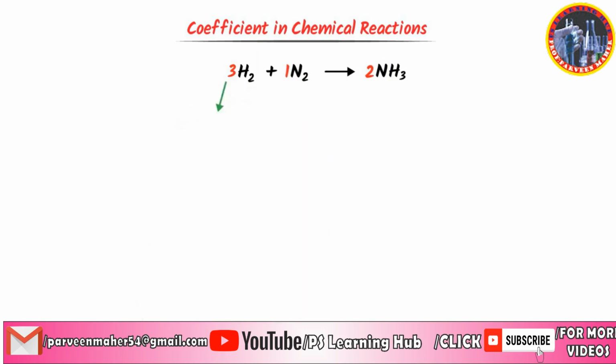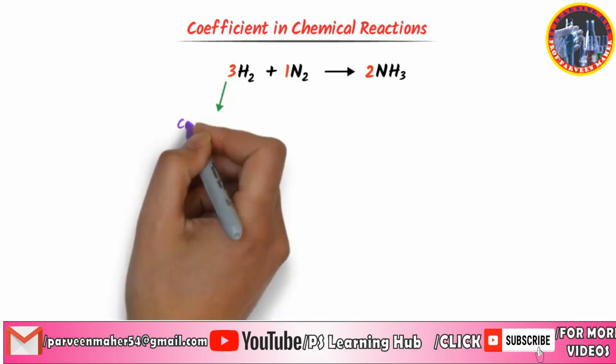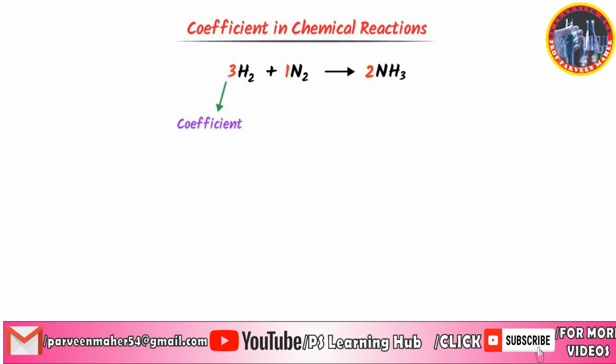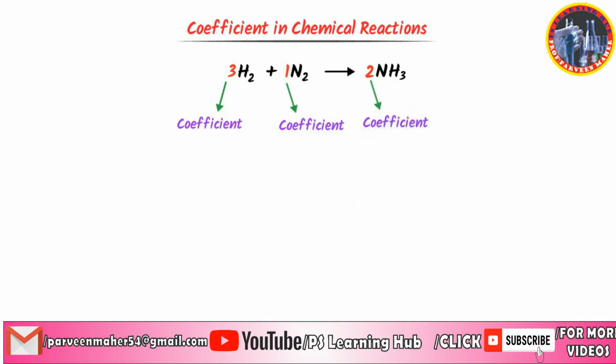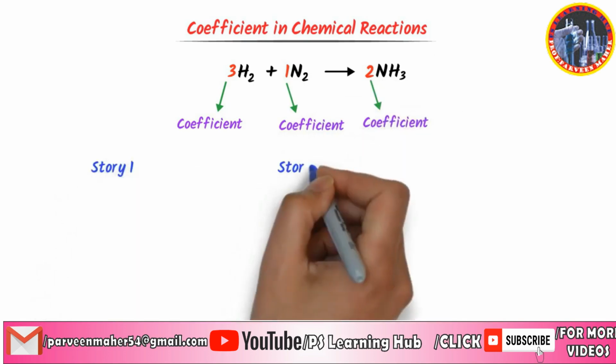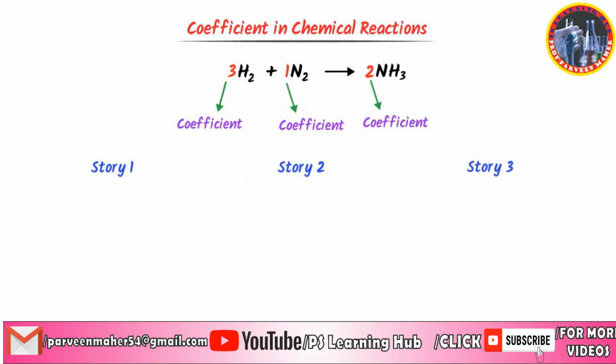Now this 3 with hydrogen gas is known as the coefficient of hydrogen gas. Secondly, this 1 with nitrogen gas is known as the coefficient of nitrogen gas, while this 2 with NH3 is known as the coefficient of NH3. Here, I will teach you 3 different stories of coefficients.